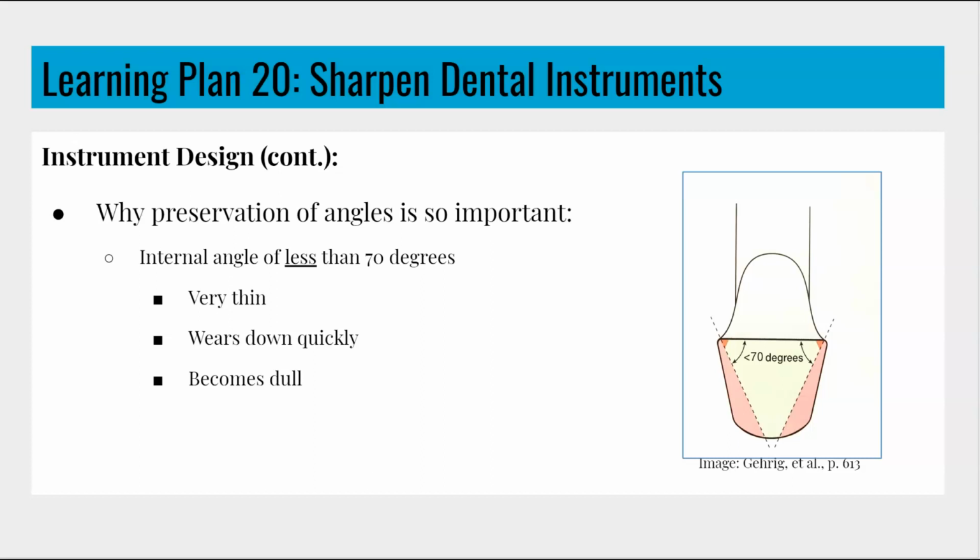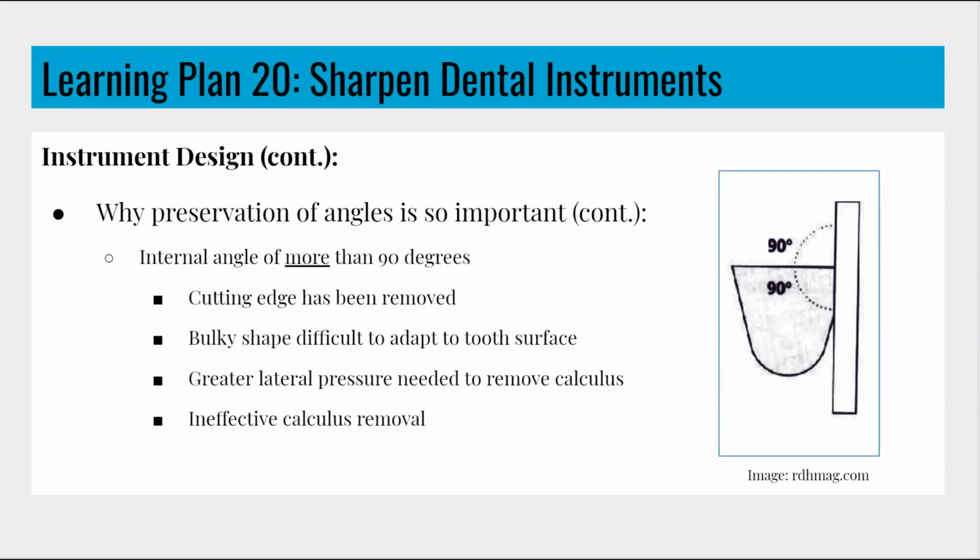Preservation of the angles is important because there is an increased potential for instrument breakage when the internal angle is less than 70 degrees, because the instrument will become very thin, worn down, and dull. When internal angle is greater than 90 degrees, the lateral surfaces or cutting edges have been removed, creating a bulky working end that is difficult to adapt. Therefore, it is ineffective at removing calculus. Increased patient discomfort results as heavy lateral pressure is applied to try to remove calculus deposits.